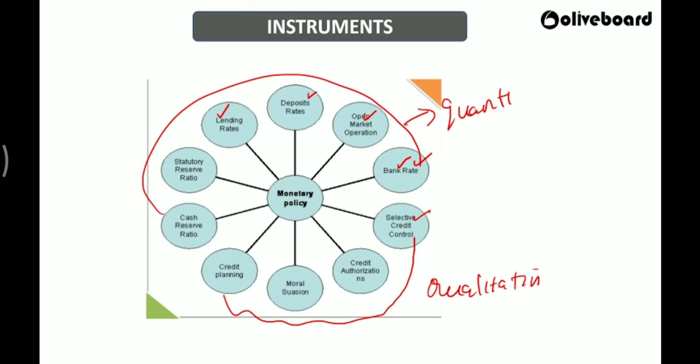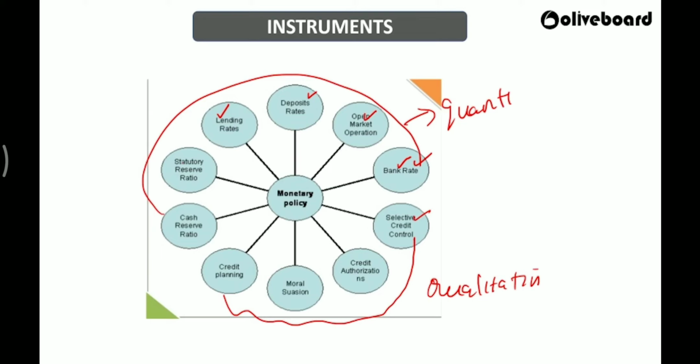Suppose the RBI wants to increase inflation, or increase the money supply in the country, then the lending rates will be lower. Why? Because if the lending rates are lower, then everybody will borrow, for whatever purposes they want. You can borrow for a house, or for business purposes. You will start doing it. So because of that, money supply is improving in the economy.